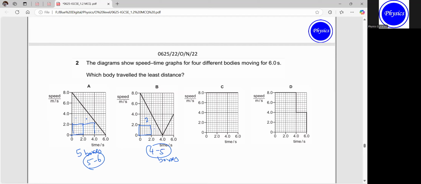And this one, definitely not this one, because you have to find the area of the whole, like 8 times 6. And this one also, only 2 boxes are left. So not C and not D. The least distance is traveled by object B. Only here the area under the curve is less, only 4 to 5. This is 5 to 6. So it's B.